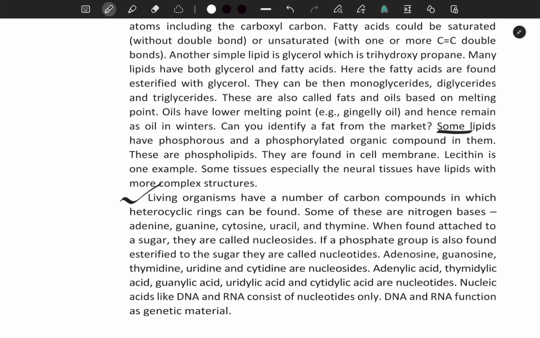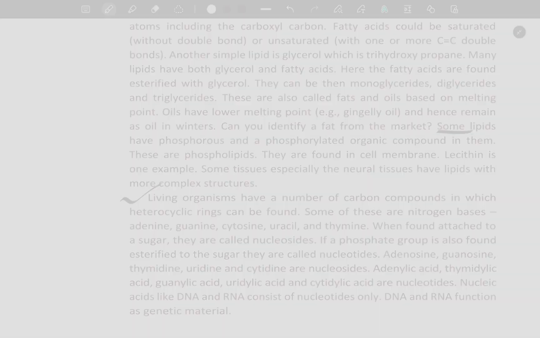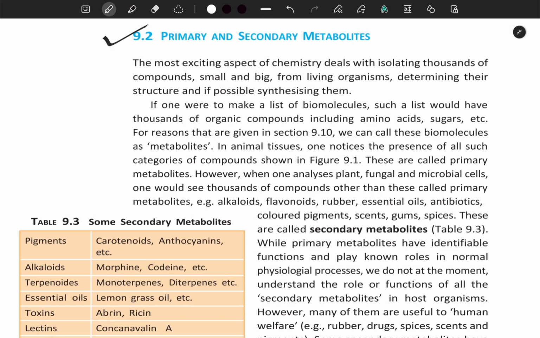Nucleic acids like DNA and RNA consist of nucleotides only. DNA and RNA function as genetic material. 9.2 Primary and secondary metabolites.